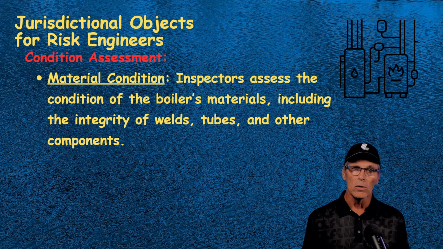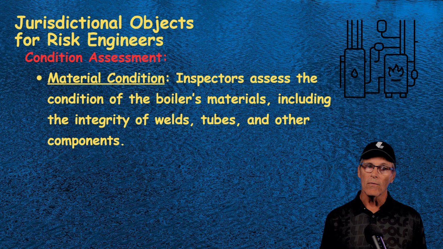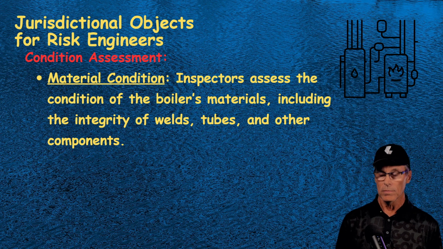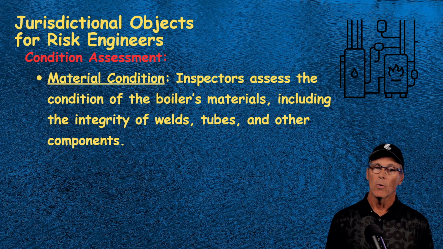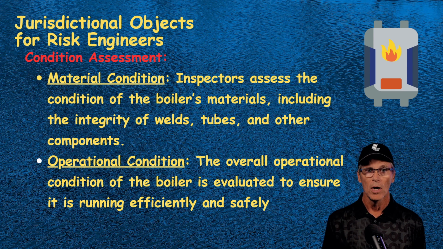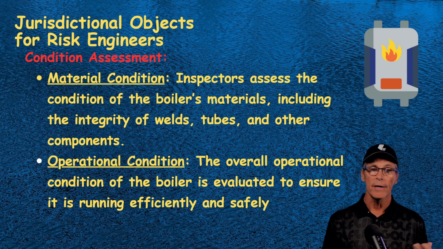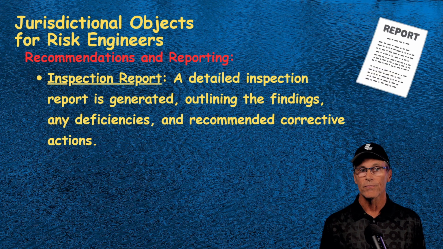So then we're going to look at the material condition of all of these objects, the boilers and pressure vessels that need to be inspected in this facility. We're going to look at the welds, the tubes, and anything that could leak. That's going to be one of the first things we're looking for. The operational condition, we're going to make sure that it's actually running okay and that everything is safe.